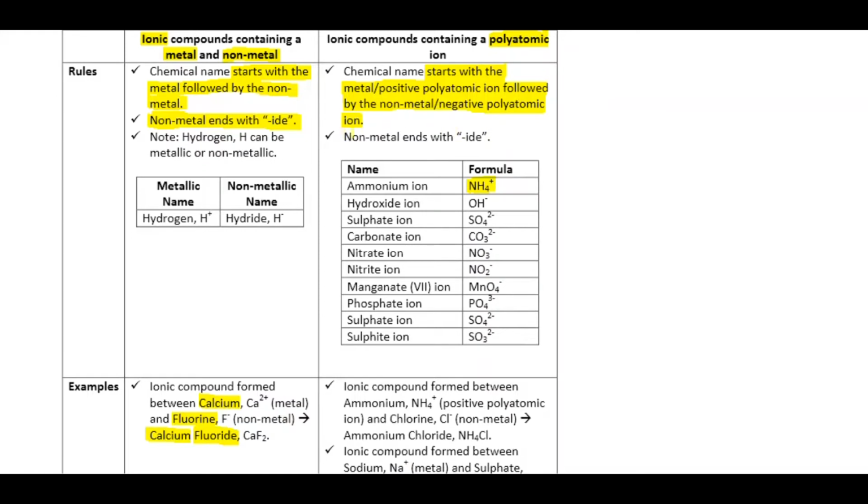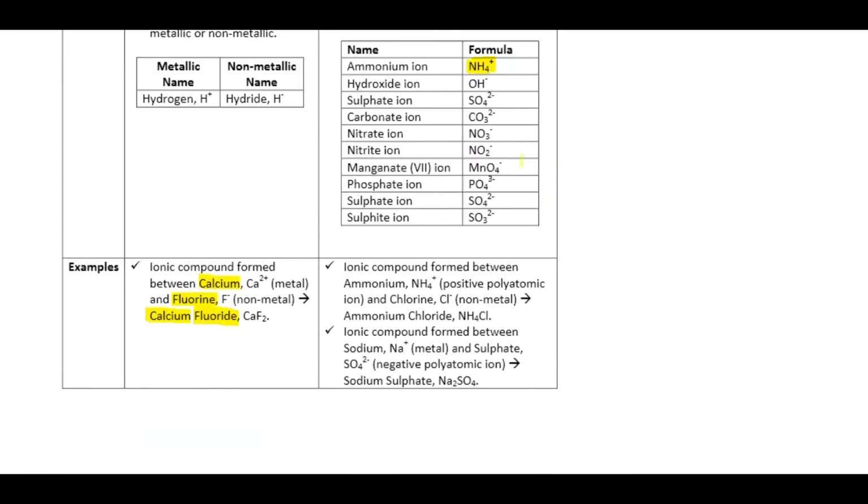And of course, once again, if there's a non-metal, it ends with an -ide, right? So it's very similar to what I have explained previously.